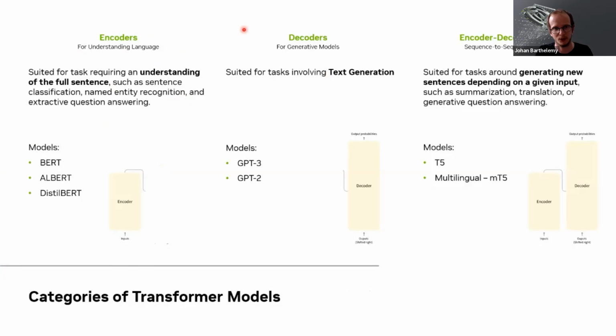We've got models that only use decoders, and those are the ones that are very good at text generation, like GPT-3 or GPT-2. So that's what you can see with ChatGPT as well. So we just need decoders. And then you've got the encoder-decoder. So that's the original approach, right? So that's really sequence to sequence. So you are going to generate new sentences that depend on a given input. So that's why you've got translation models like multilingual T5 or T5. Okay.